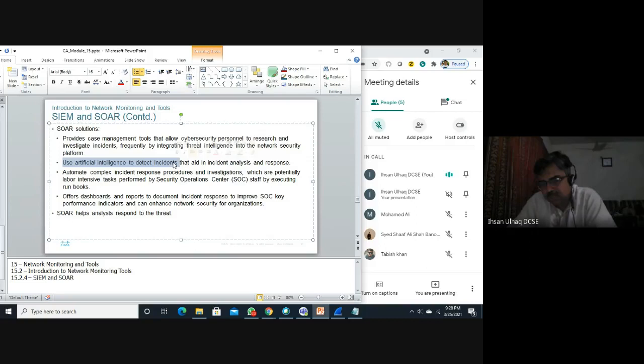How does it respond to the threats? It investigates and it responds. How? By using two things: automation through AI and connectivity to the live threat intelligence systems. Does it make sense, gentlemen?